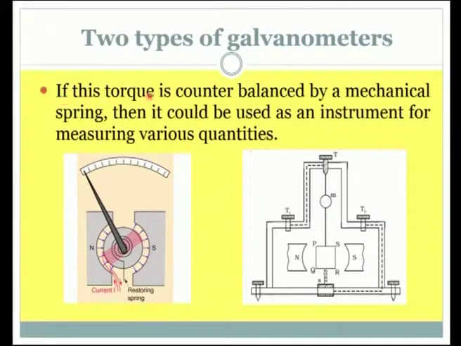If this torque is counterbalanced by a mechanical spring, then it could be used as an instrument for measuring various quantities, especially current, as I have shown. And what is the meaning of counterbalancing? Here we have a magnetic pole which has a curved portion inside, that will produce a radial magnetic field. Are you able to see the magnetic field starting from one point and coming towards it? They all pass through one single point, that is why it is called a radial magnetic field.